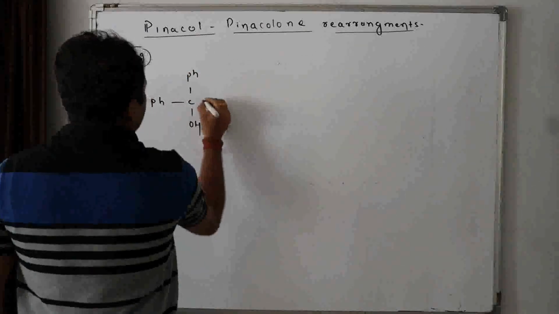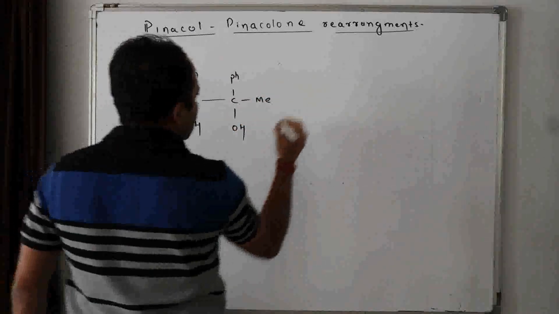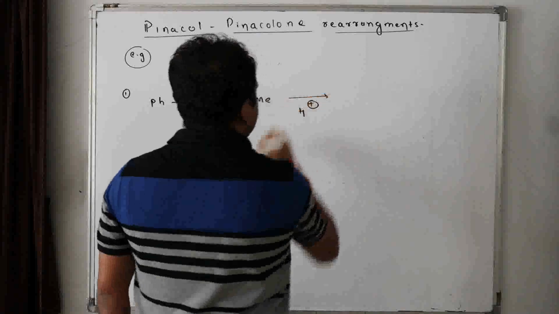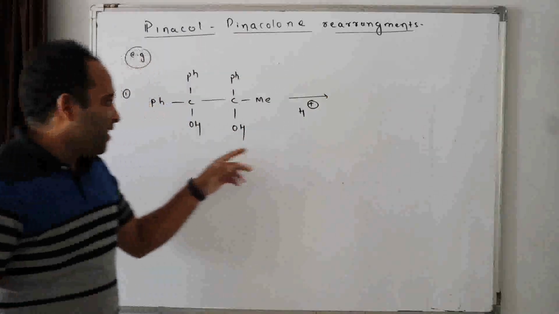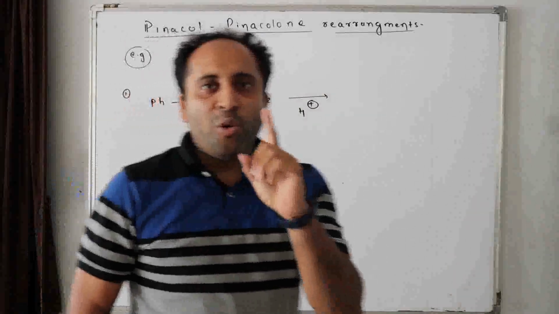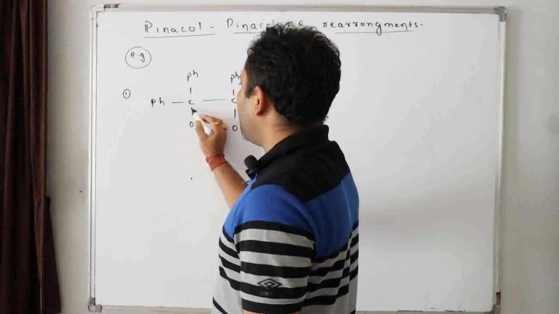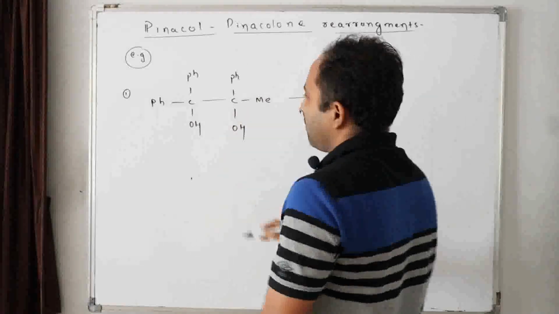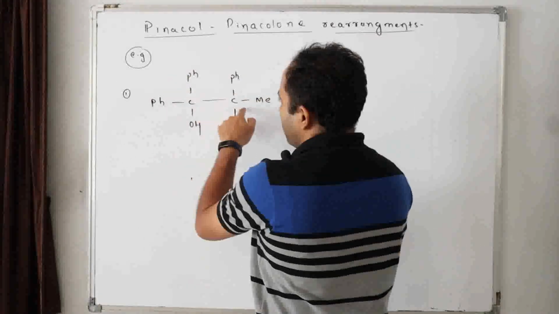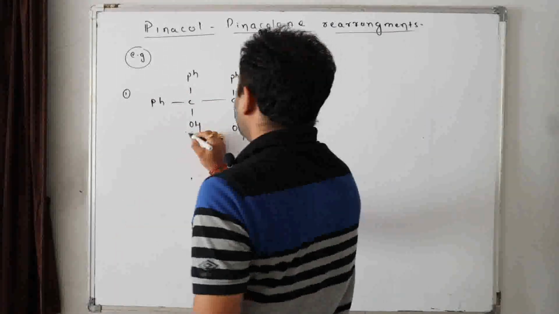Ph, C, Ph, OH, C, Ph, Me, OH with H plus. Now the question comes, where will this H plus attack? On this OH or on this OH? I said the OH that will be attacked, once removed, must form the most stable carbocation, isn't it? If I remove this OH, there will be a plus here. Now tell me, plus over this, two phenyl groups, or plus over this, one phenyl, one methyl, which one will be more stable? This one. So the attack will be on this OH.